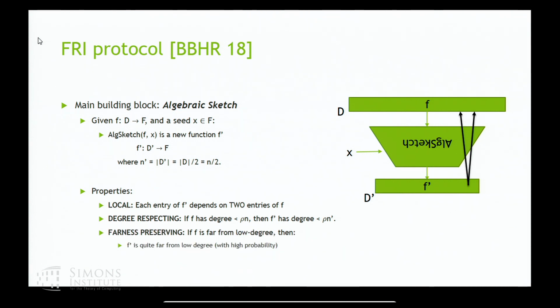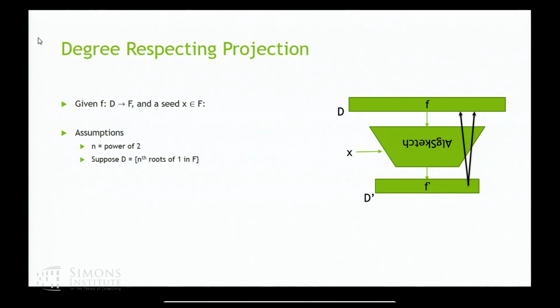And this is the most important part, which makes it useful: it is farness preserving. If f is far from low degree polynomials, so is f prime. Okay, and then there are some quantitatives in how far is far, and that's where the soundness action happens. So these are the properties of the algebraic sketch. Once you have an algebraic sketch, I can now describe to you the FRI protocol very easily. But just to get a sense of it, let me tell you what's also inside the algebraic sketch. So here it is. I'm describing the whole algebraic sketch.